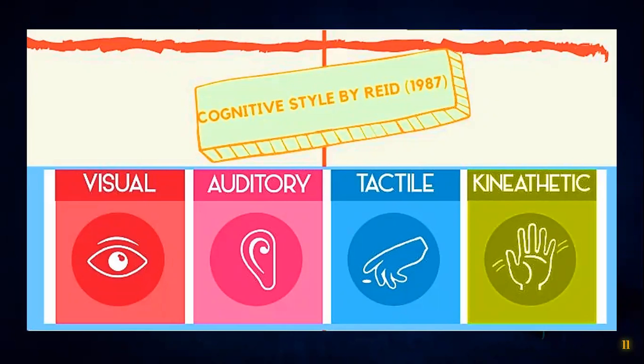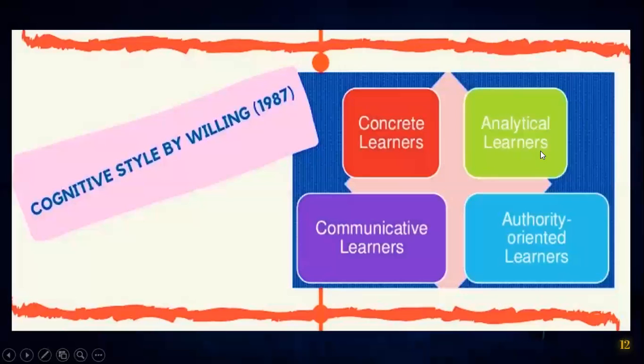The cognitive style, according to Reid, classifies learners as visual, auditory, tactile, and kinesthetic. The cognitive style by Willing is classified in concrete learners, analytical learners, communicative learners, and authority-oriented learners.